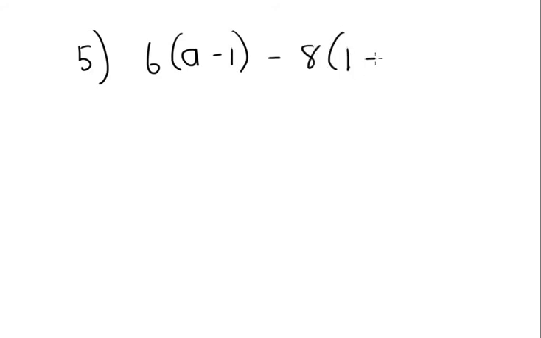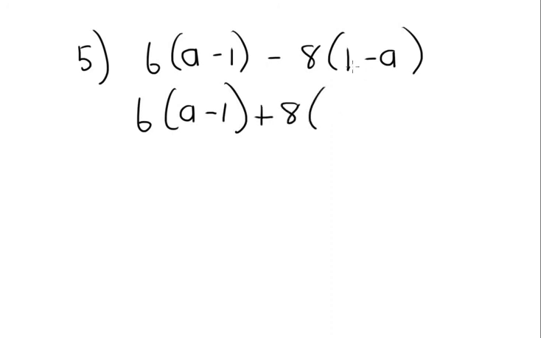Number 5. So with number 5, I've got 6 multiplied by a minus 1 minus 8 multiplied by 1 minus a. So over here, my first step is I want to convert that 1 minus a to a minus 1, so that both are a minus 1. So I've got the negative 8 becomes a positive 8. Just as a matter of interest, if that was a positive 8, you would have to change it into a negative 8. What we're doing is changing that sign over there, so that becomes positive 8. And now I can change both signs, so that becomes a minus 1.